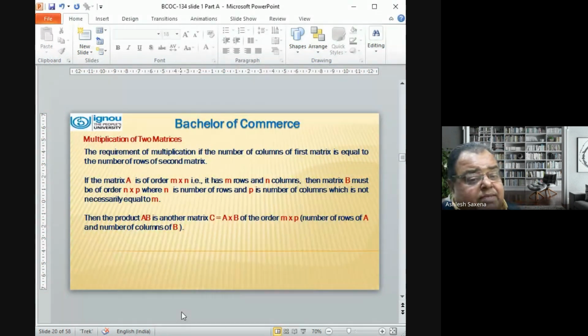When you multiply your two matrices, matrix A and B, you are going to get a matrix C, and it will be of the order m cross p. Listen very carefully to what I'm saying. The first matrix was of order m cross n, and the second matrix is of order n cross p. Your final matrix will be of the order m cross p. We'll see how it comes.